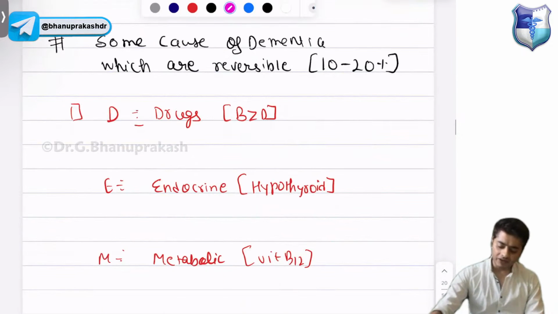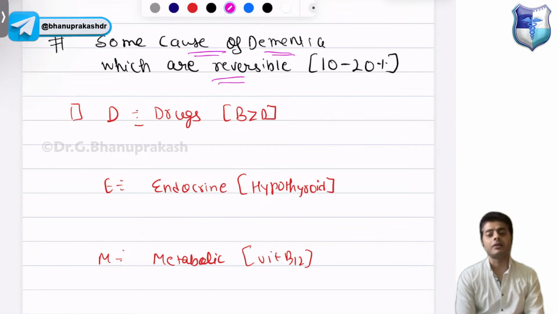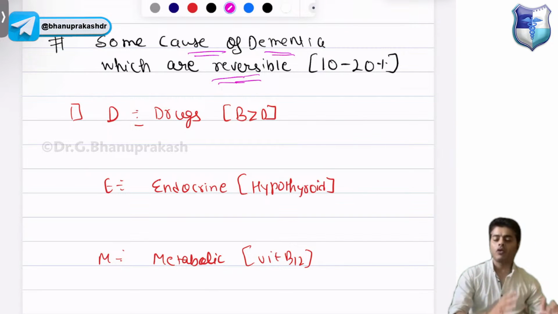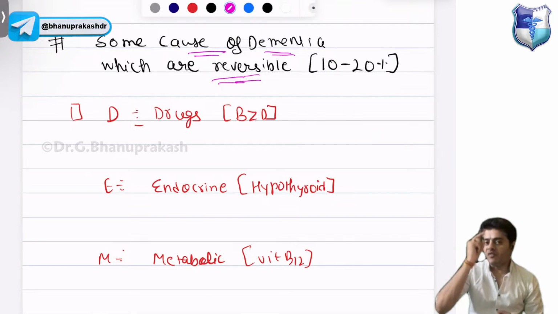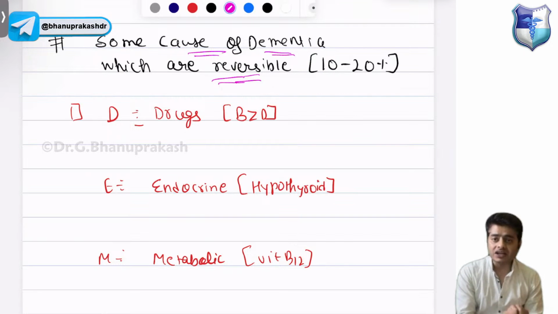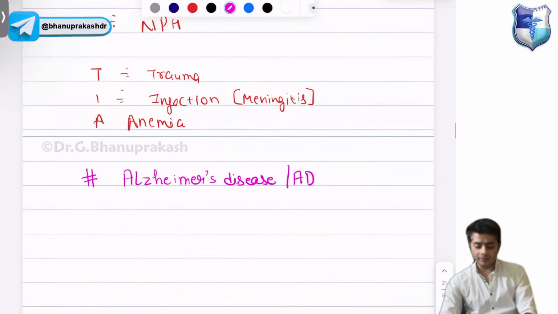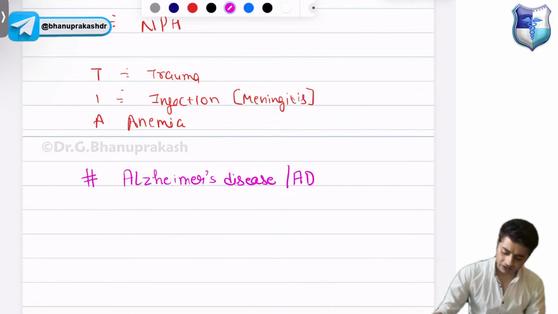Most common dementia we have done, and we have done the causes of dementia which are reversible, because the maximum causes of dementia are irreversible. Whenever a patient comes to you with dementia, you first have to rule out the reversible causes of dementia, because you can treat these causes. And tomorrow we will be studying Alzheimer disease and all the diseases further.